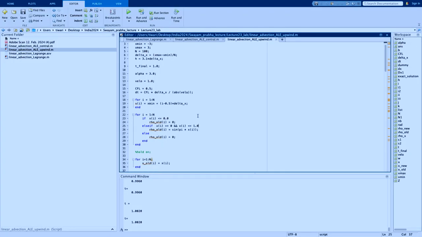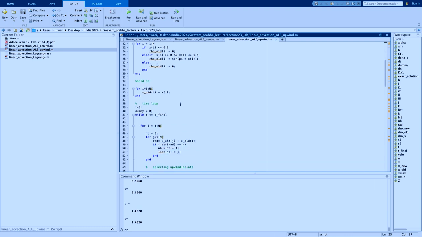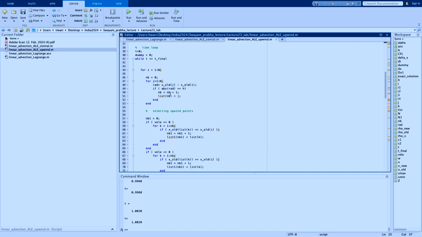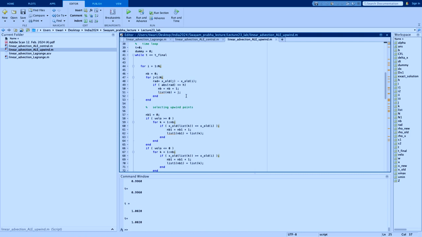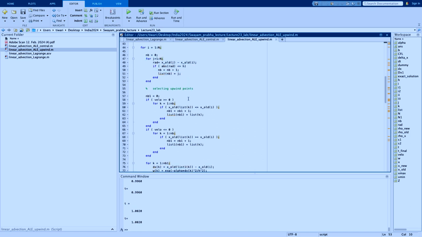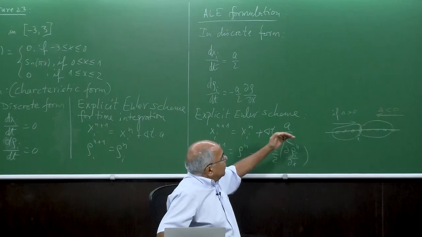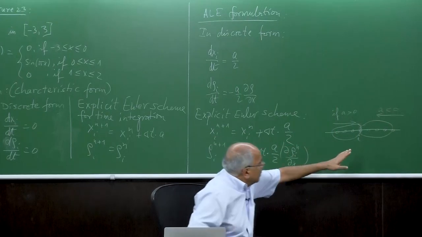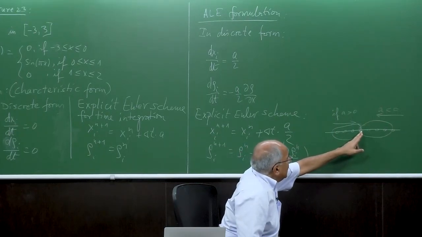So all the setup is the same, nothing has been changed. Here I start my time loop. I run for all points, then I search for the neighbors, which is order of n square, very lengthy. And now, I select the upwind points. From the neighbor list, I again sort out, so my new number of neighbors on the left or right is NB1. If the velocity A is positive, it means I am going from left to right, so I consider all the neighbors which are less than or equal to this xi.